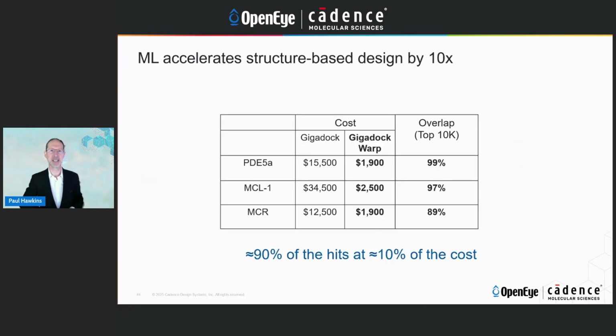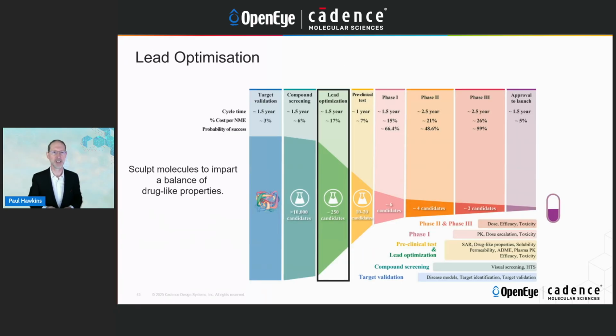So, how well does it work? We're pleased to say that it works really rather well. In the table here, GigaDock is the brute force docking, GigaDock Warp is the machine learning augmented approach. You can see the costs here are around 10% of the cost of the brute force calculation, while in the right-hand column, we're looking at the overlap in the hit lists, and generally speaking, we're getting more than 90% overlap, 90% identity between the machine learning augmented GigaDock Warp and the brute force GigaDock itself. So around 90% of the hits for around 10% of the cost. Works really rather well.